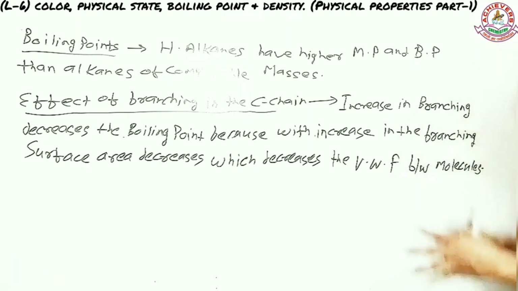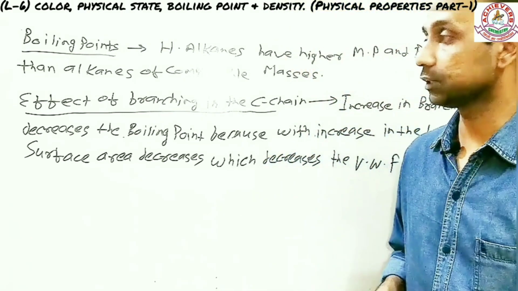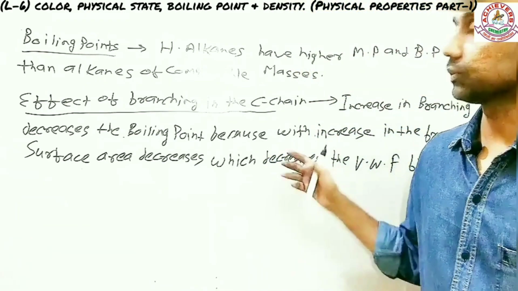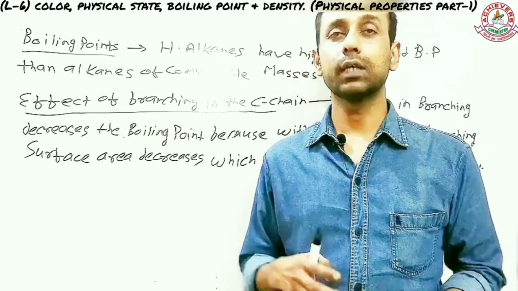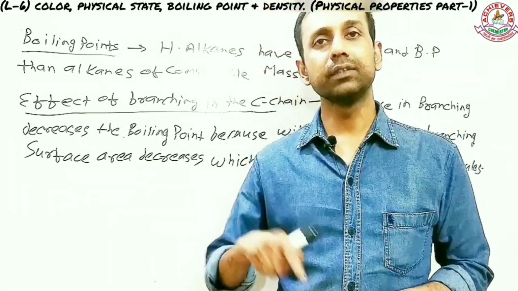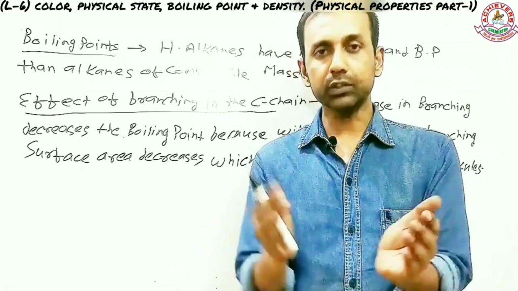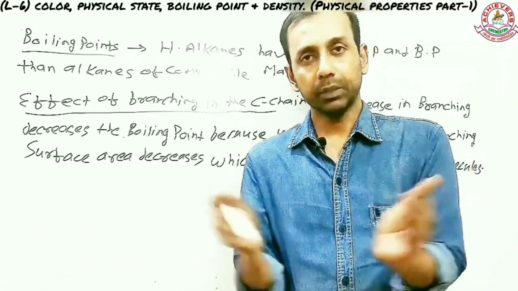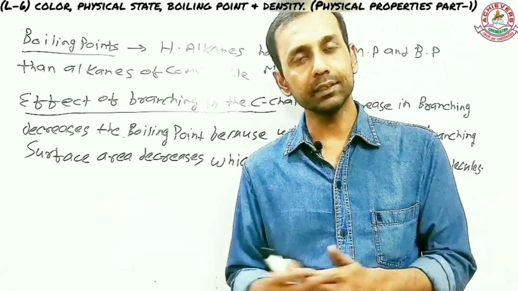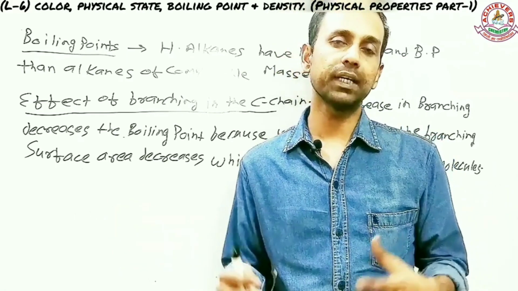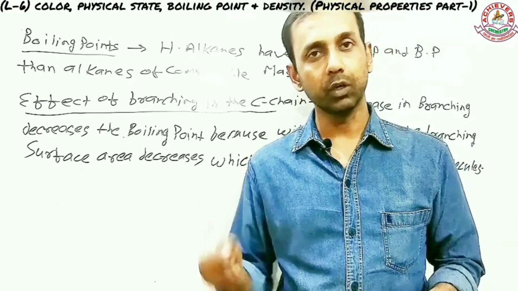So let me repeat back here. I might be writing, but you have to understand as well, because explaining is more important than just writing over the board. So what I have written here is that if the number of carbon remains constant and the branches are increasing, what happened with the increase in the branching? The molecules start becoming smaller and smaller, and because the molecules are getting smaller, the surface area is getting smaller, and if the surface area is getting smaller, the intermolecular force of attraction will also be decreasing, and if the attractive force is decreasing, definitely the boiling point will also decrease.